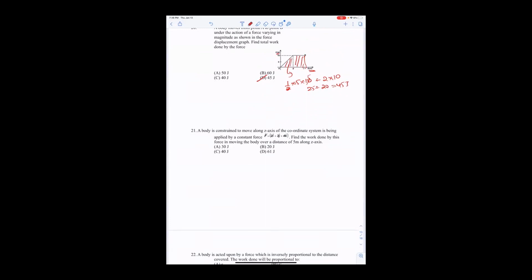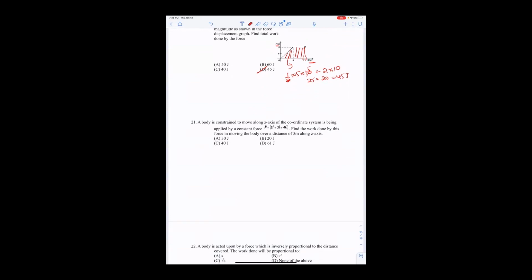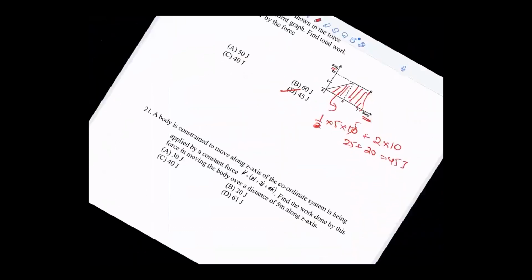Next one, a body is constrained to move along the z-axis of the coordinate system, being acted on by a constant force F. So there is a constant force. F is 2i plus 3j plus 4k. Find the work done by the force in moving the body over a distance of 5 meters along the z-axis.